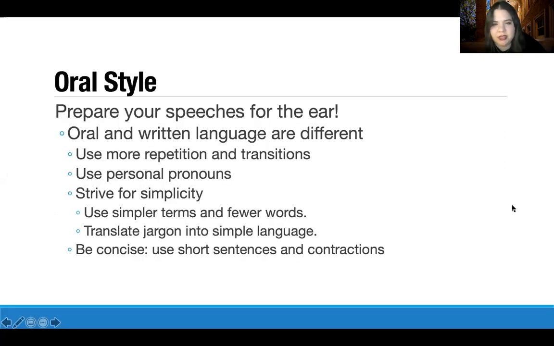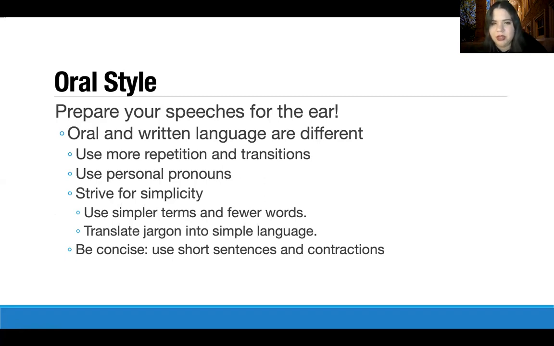There are several things that differentiate oral and written communication. And when you're preparing your speeches for this class, it's important to remember that you're preparing speeches for the ear. This means that people are listening to you give your speech, but at no point will they read a transcript of it. And this kind of affects the way that you will prepare for it and deliver it in ways that you may not initially think about.